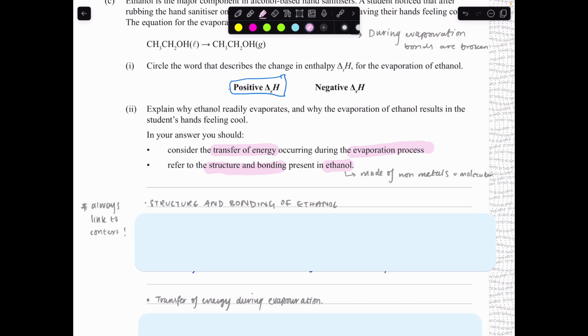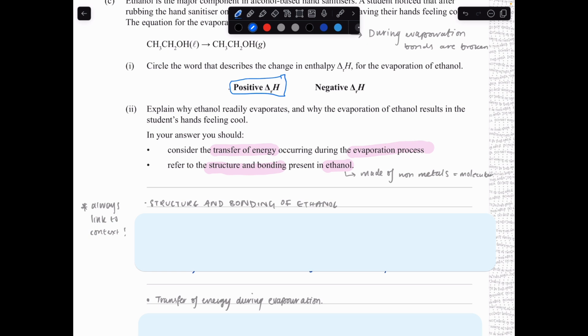So ethanol is made up of non-metal atoms, okay? Non-metals. Because it's made out of non-metals, we know that it's going to be molecular. How do I know that it's made out of non-metals? Well, anything on the right side of the periodic table from the zigzag is going to mainly be non-metals, okay?